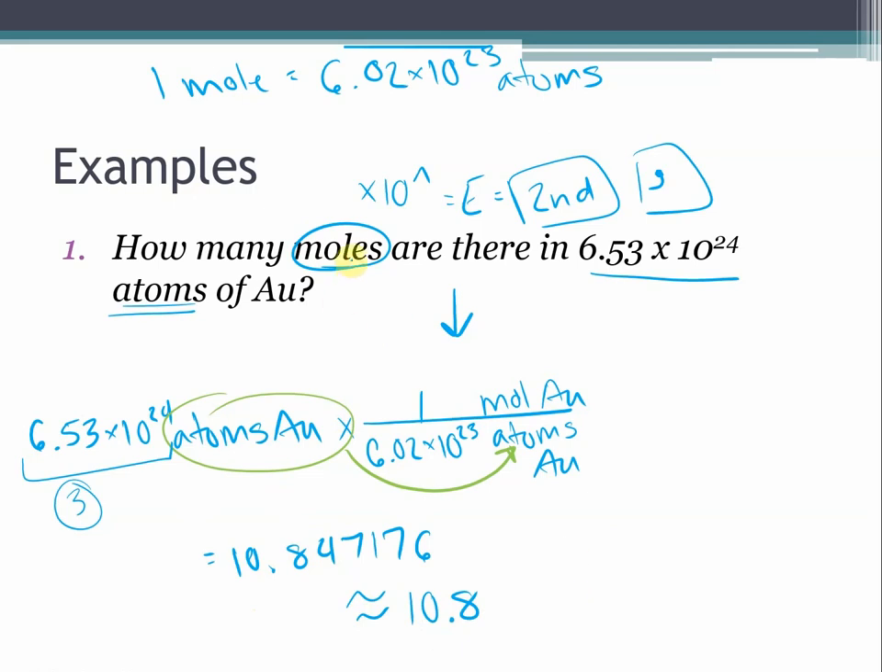The units, we were asked for moles. Moles are in the top of our last fraction. So our units are moles of gold. Moving forward in the year, most of your answers are going to have 3 parts. They will have a number, they will have a unit, and they will have the thing you are talking about. So 10.8 moles of gold. That's your full answer. Let's look at another one.